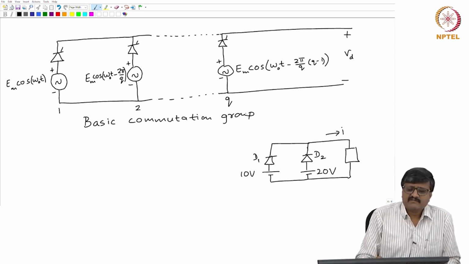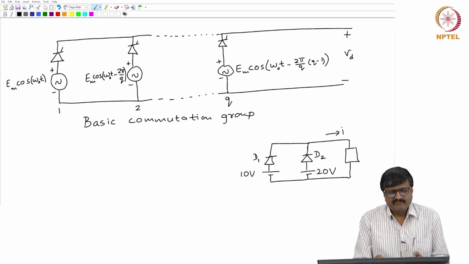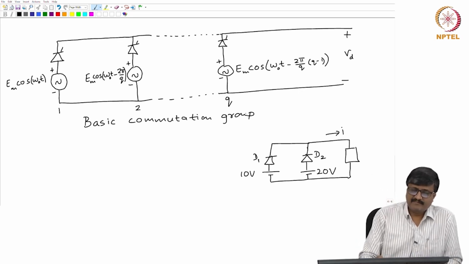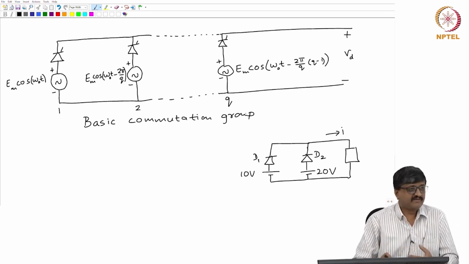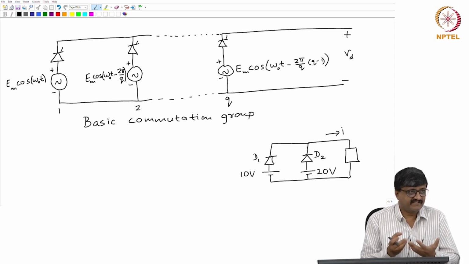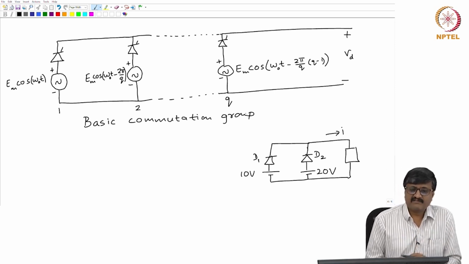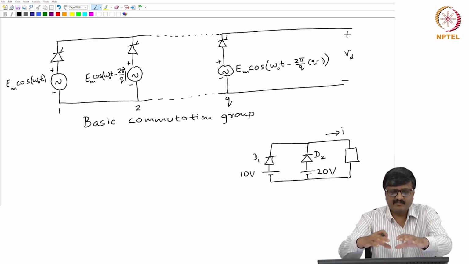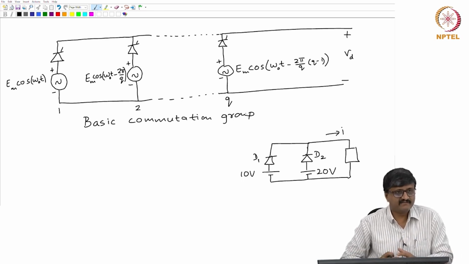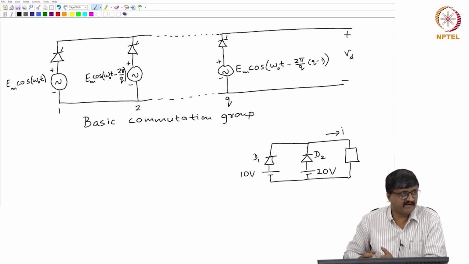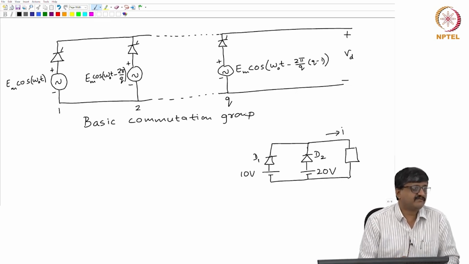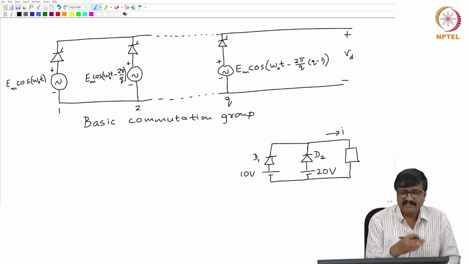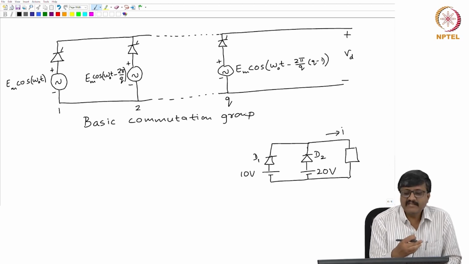So, what we do is we connect many such basic commutation groups in parallel and series. Suppose I take many such basic commutation groups in series and many such series combinations in parallel, I get a very general converter. So, that is how I build the converter. The intention is to get a waveform close to DC by having a very large value of what is known as pulse number.